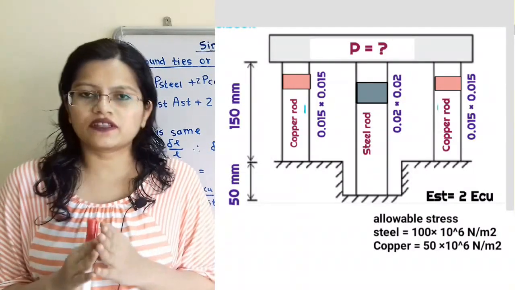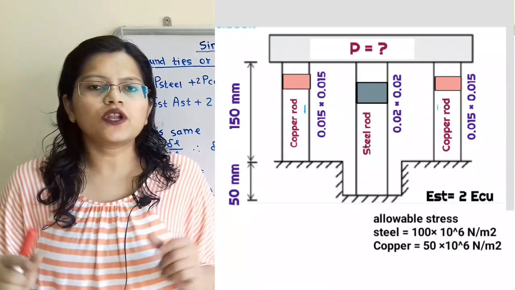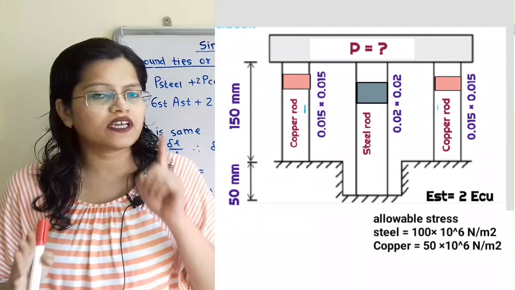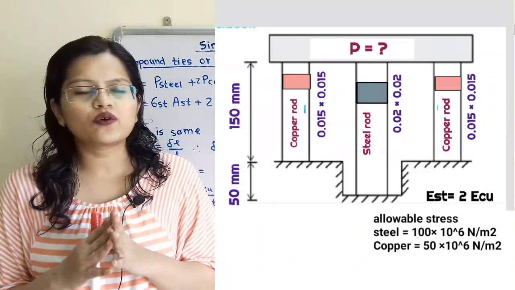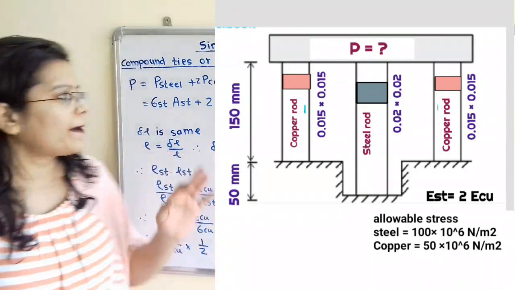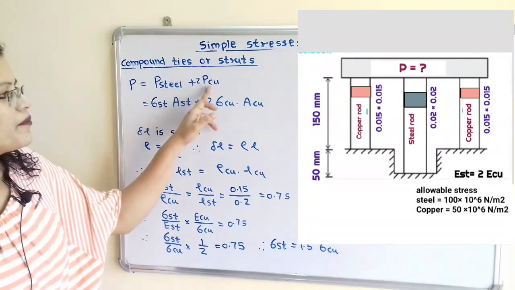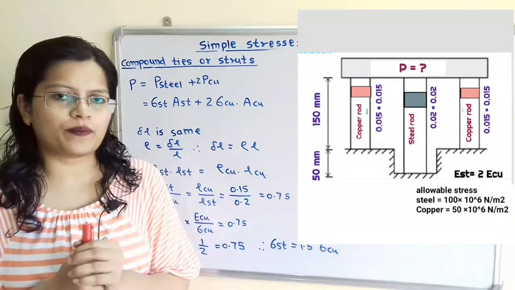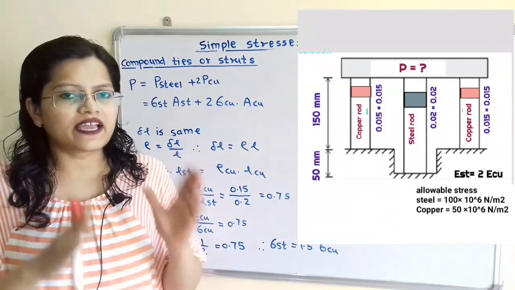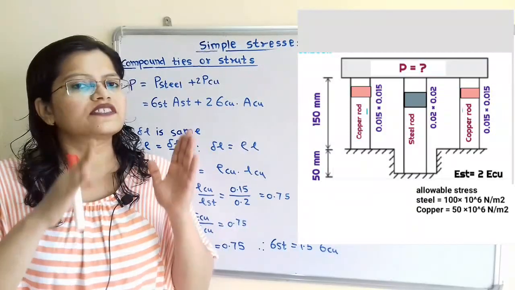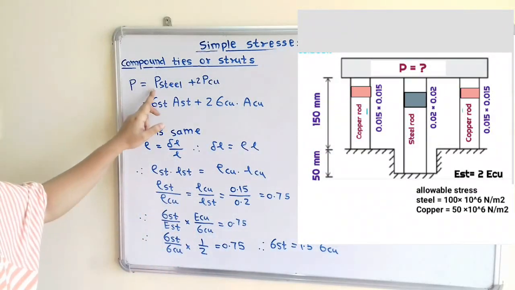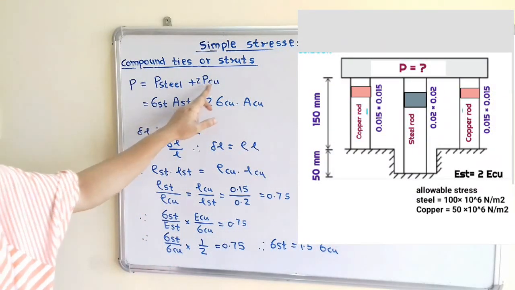Now if we observe this question, the total load P is shared by these two materials. There is one steel rod and there are two copper rods. So we can say that the total load P is equal to P steel plus twice P copper, because there are two copper rods. This is the first condition: in case of compound ties or struts, the total load is shared by the two different materials. So P is equal to P steel plus twice P copper.